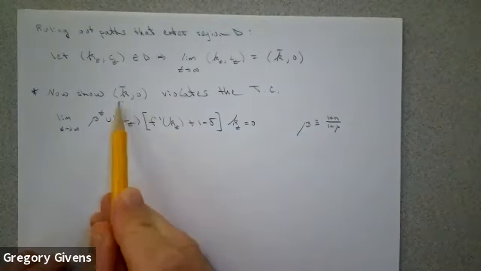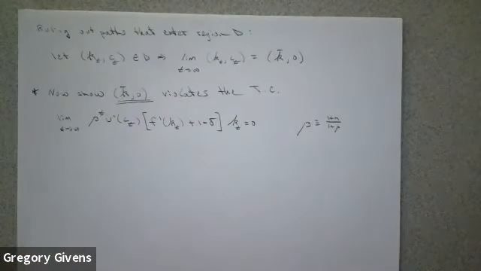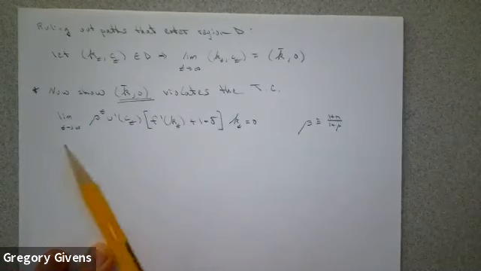Now, what I want to do today to finish up this proof is essentially show that this particular allocation violates the transversality condition. Therefore, we can rule it out as a possible optimal solution to the problem. Okay, easy enough?